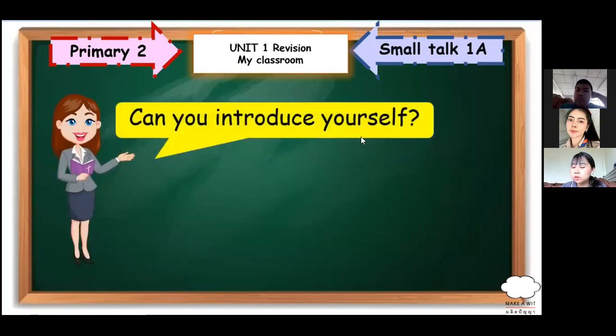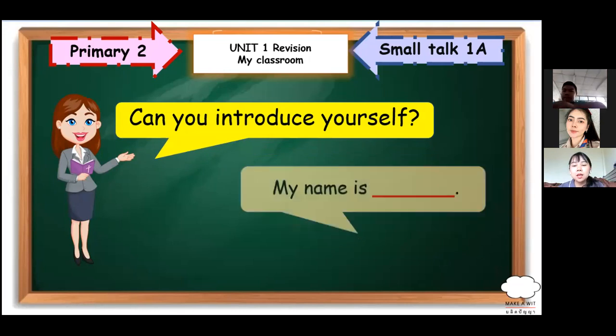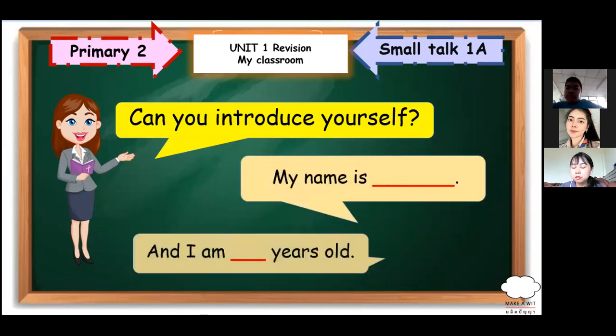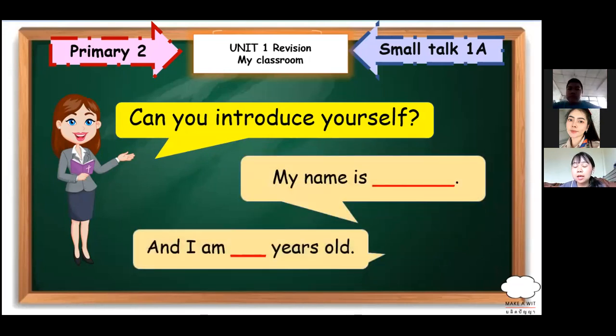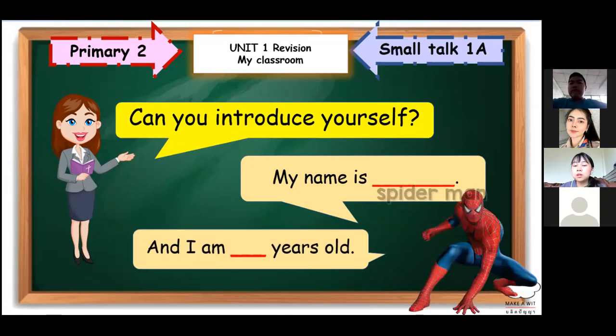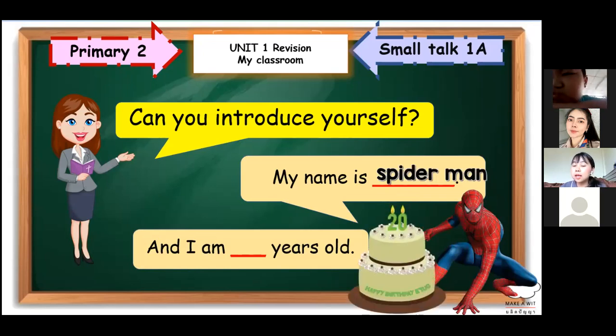Can you introduce yourself? If someone asks you to introduce yourself, you can answer by saying, "My name is... and I am... years old." For example, my name is Spider-Man and I am 20 years old.